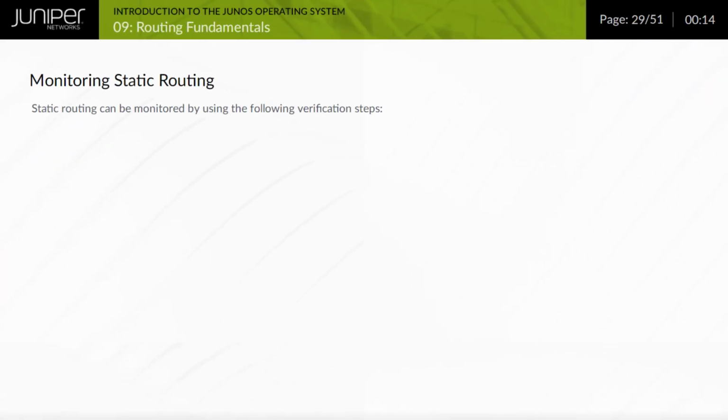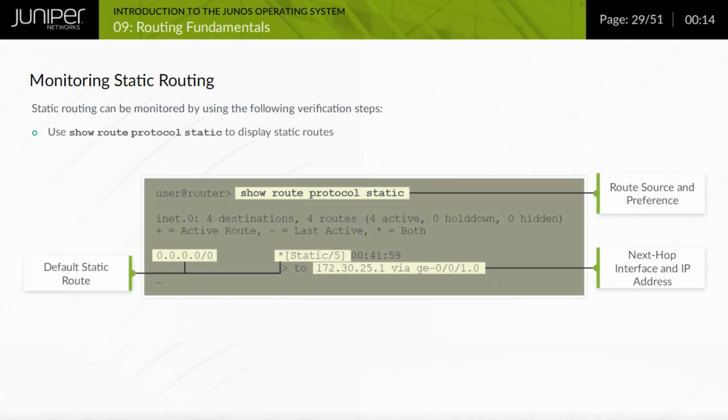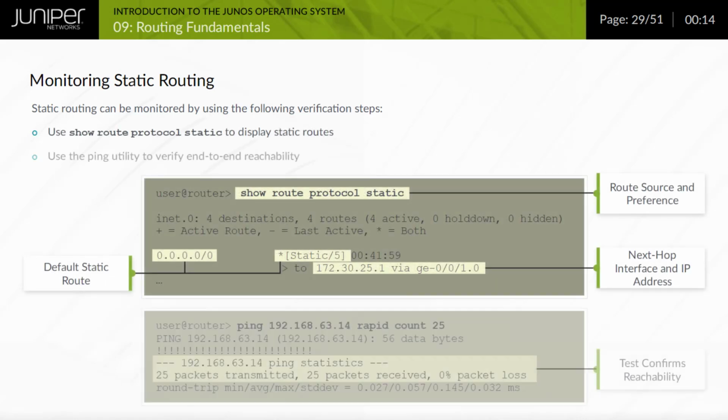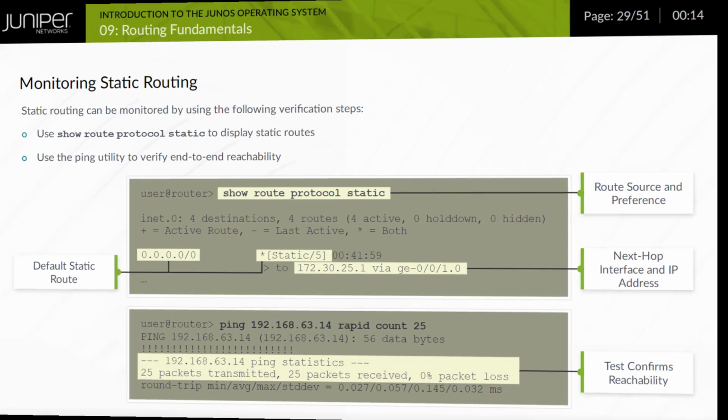Static routing can be monitored by using the following verification steps. Use Show Route Protocol Static to display static routes. Use the Ping utility to verify end-to-end reachability.